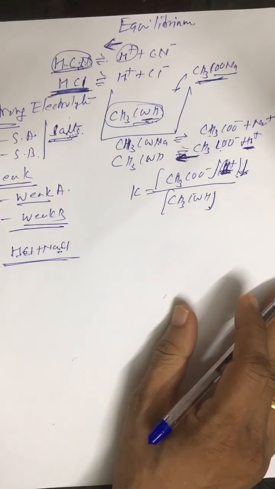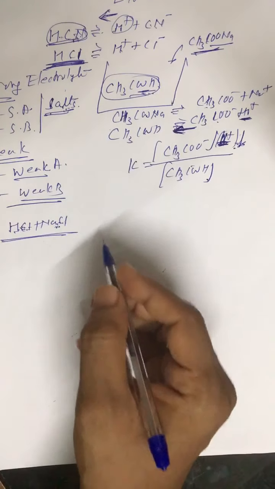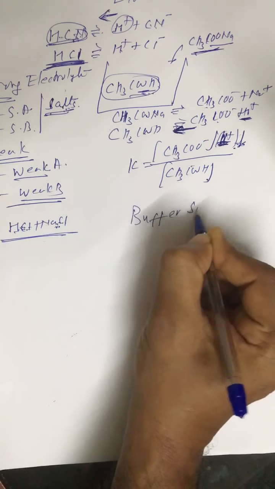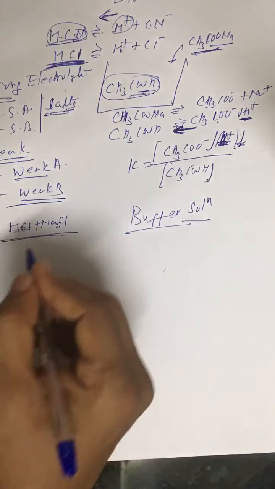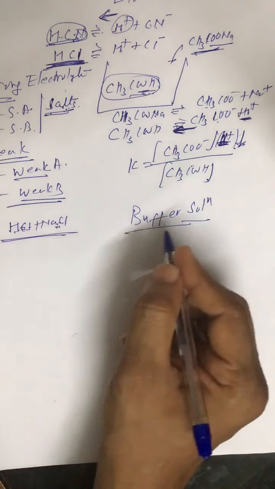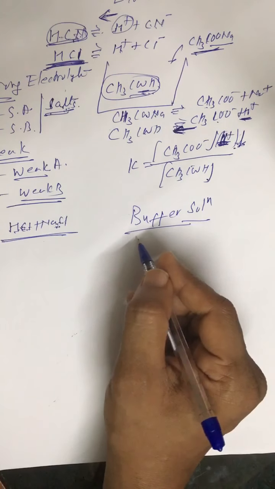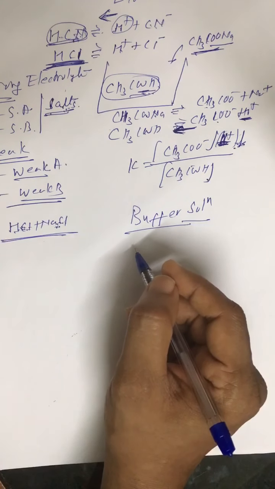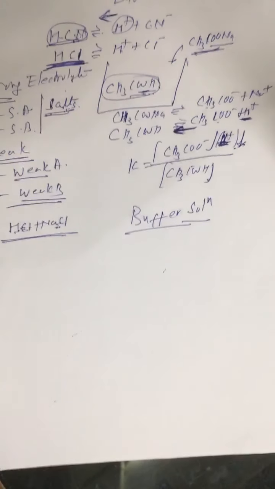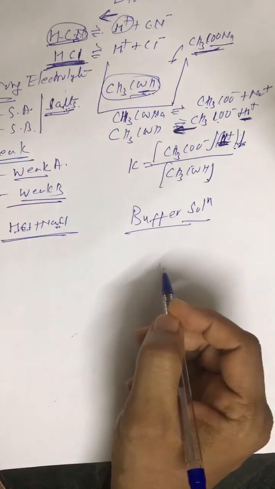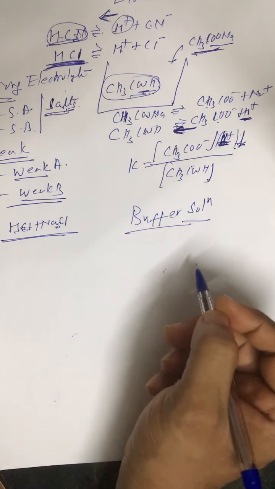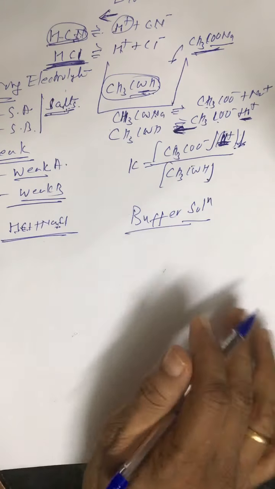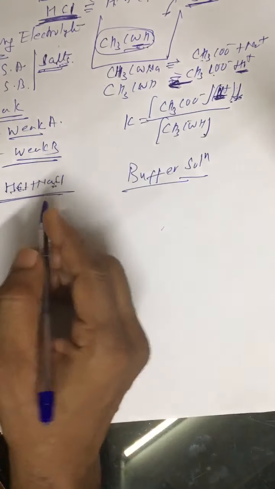On the basis of the common ion effect, we have buffer solutions. Buffer solutions are certain solutions which do not change their pH when kept for a long period, or when diluted by water, or on the addition of a small amount of acid or base.